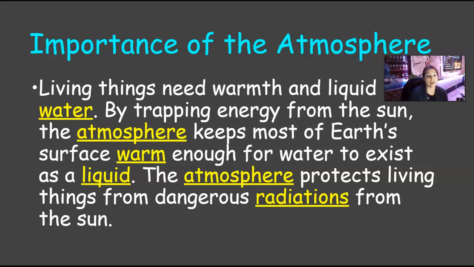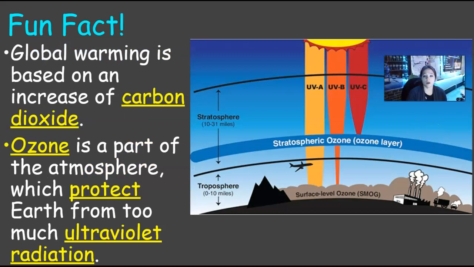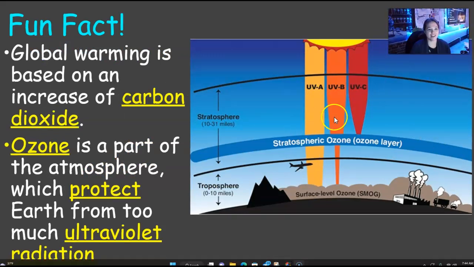The atmosphere protects living things also from dangerous radiations like the UVA, UVB, UVC from the sun. And this is what I was talking about, UVA, UVB, and UVC. All right, so fun fact. Global warming is based on an increase of carbon dioxide. And you saw a very, very tiny bit of carbon dioxide in our atmosphere.